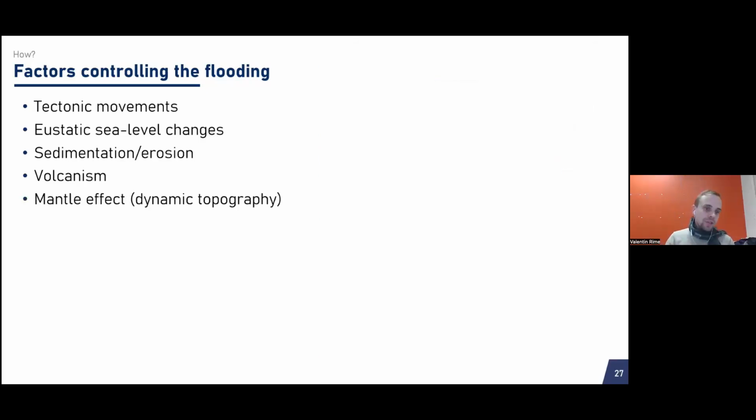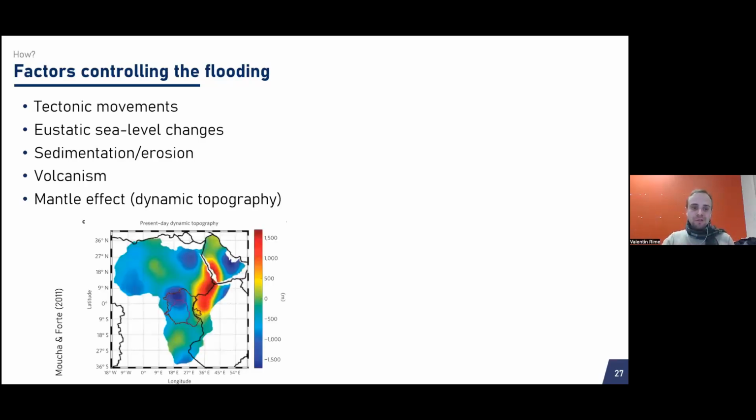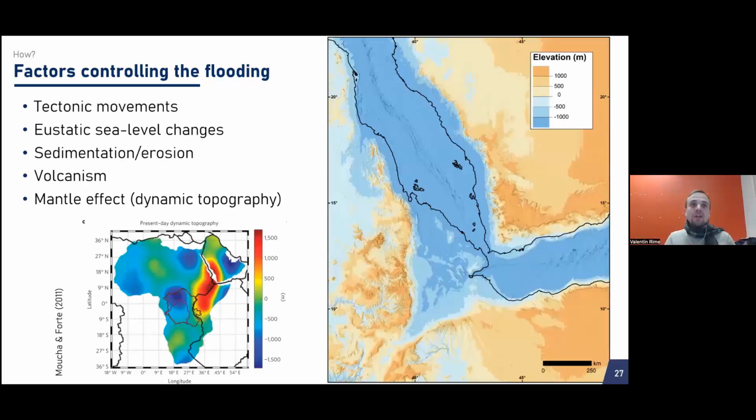But we can also think about mantle effects, because we have a hot spot. We have dynamic topography, and if you remove this dynamic topography from the topography of the region, you find a completely different topographic map. So the whole region would have been flooded since a very long time, and interestingly, the coastlines of the Red Sea would be much more parallel than now.